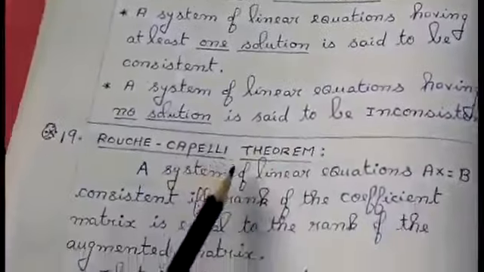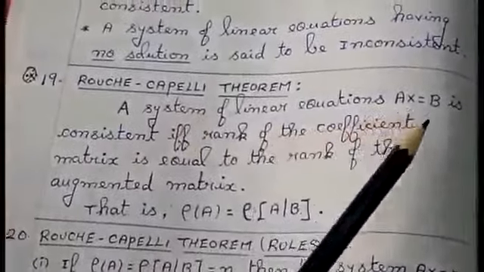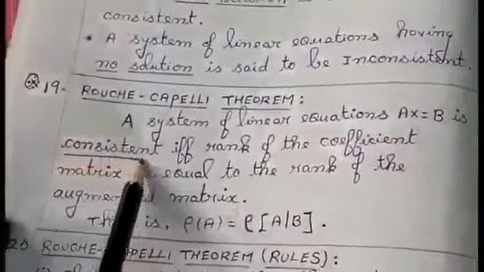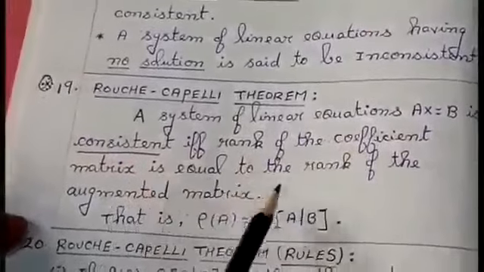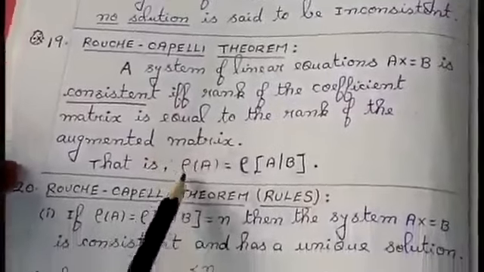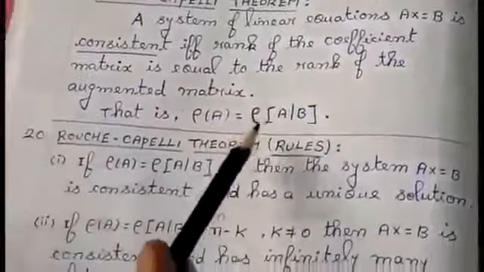Next, the Rouché-Capelli theorem. This theorem is important. A system of linear equations Ax equal to B is consistent if and only if the rank of the coefficient matrix is equal to the rank of the augmented matrix. In symbol form, that is rank of A is equal to rank of AB. And they have given you some rules.